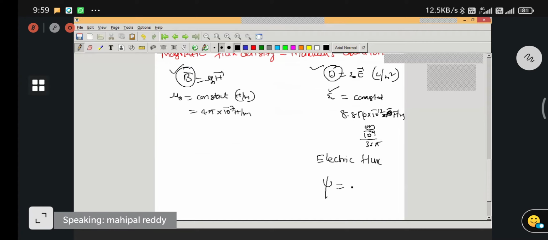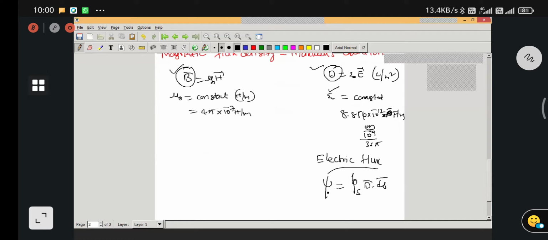Okay, we can derive the Maxwell equations. First we compare, then we can find out the fourth Maxwell equation. This is a closed surface integral of D dot dS. This flux is nothing but what is this? What is the unit of D? D is coulomb per meter square. This is a coulomb, in this flux.